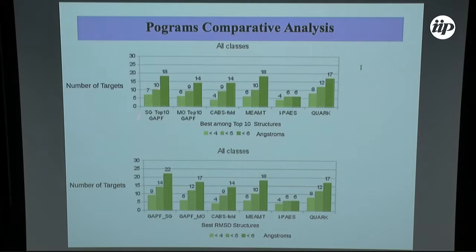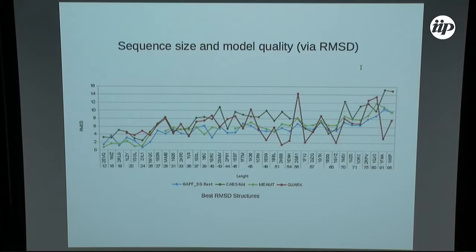And here we have also an analysis of the sequence size in the model quality by the RMSD. Here we have the sequence increasing in length. And we saw that for GAPF in blue, when the length of the sequence becomes longer, the quality of the predictions decreases. But for Quark, it's very interesting that for some the predictions are not good, for others very good. It's something very random.